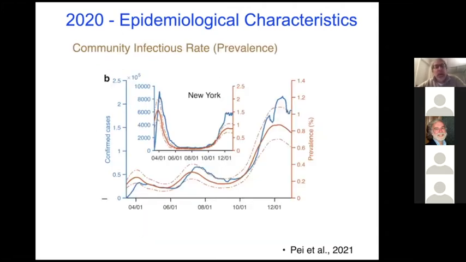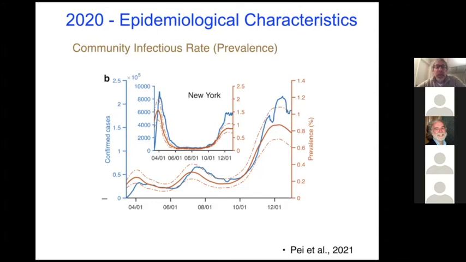We also want to look at this community infectious rate. And the community infectious rate, again, is this measure of prevalence, but restricted to those that are actively infectious. And we can see how this evolved over time. The blue line shows confirmed cases, which is on the left axis for both the big plot and the inset for the New York metropolitan area. And on the right side, you're looking at the community infectious rate, this prevalence estimate.